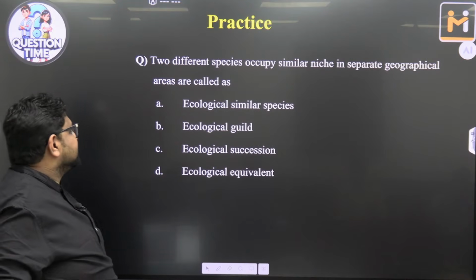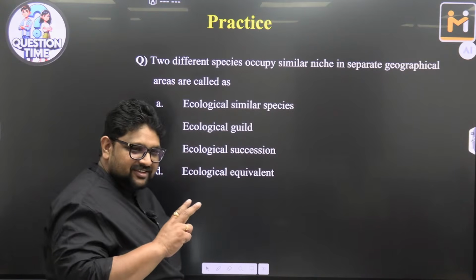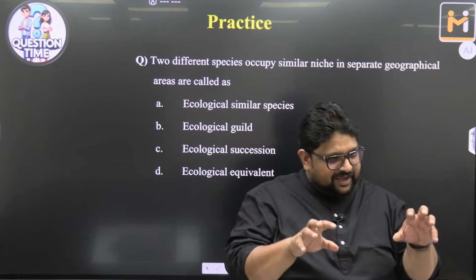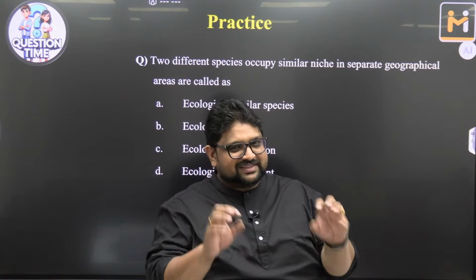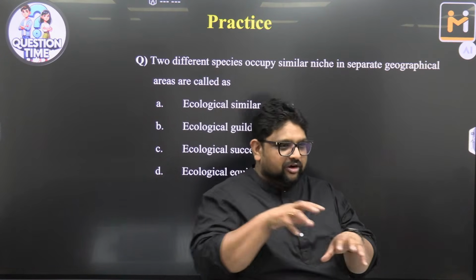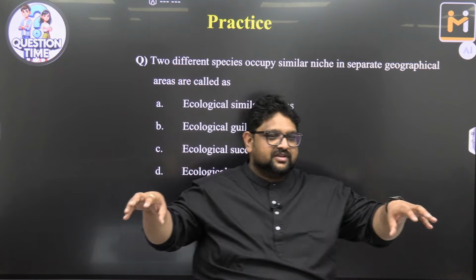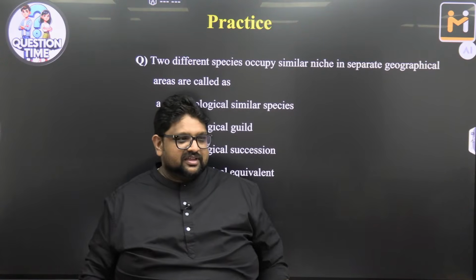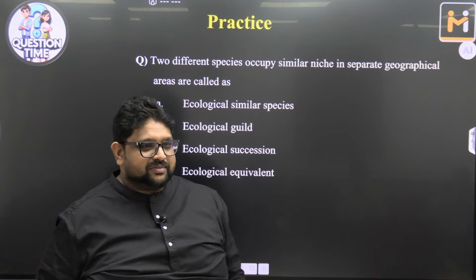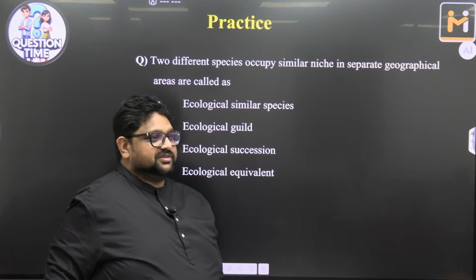Anyways, two different species occupying similar niche in separate geographical areas. Look here, there are two organisms, two different species. They occupy the same niche. They do the same thing, the same way, but because of Gauss principle, they cannot be in the same geographical area. They are occupying different communities, different ecosystems. But in both the systems, they do the same thing. And say, for example, lion in Gir forest and tiger in Sundarbans. What are these organisms called? This was a state prelims question.